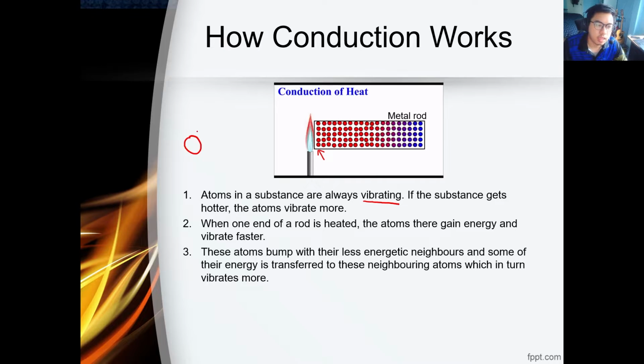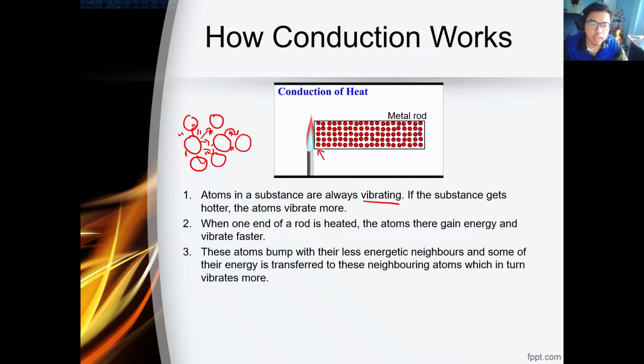So you have an atom: the more energy you give it, the more it vibrates. And then when it's vibrating, it will hit its neighbor, the particles or molecules next to it. When it hits its neighbor, it passes on its energy to its neighbor. And then in turn, the neighbor becomes energetic and vibrates more. And then that neighbor will pass on the energy to its neighbor. And this goes on until it reaches the end of the object.